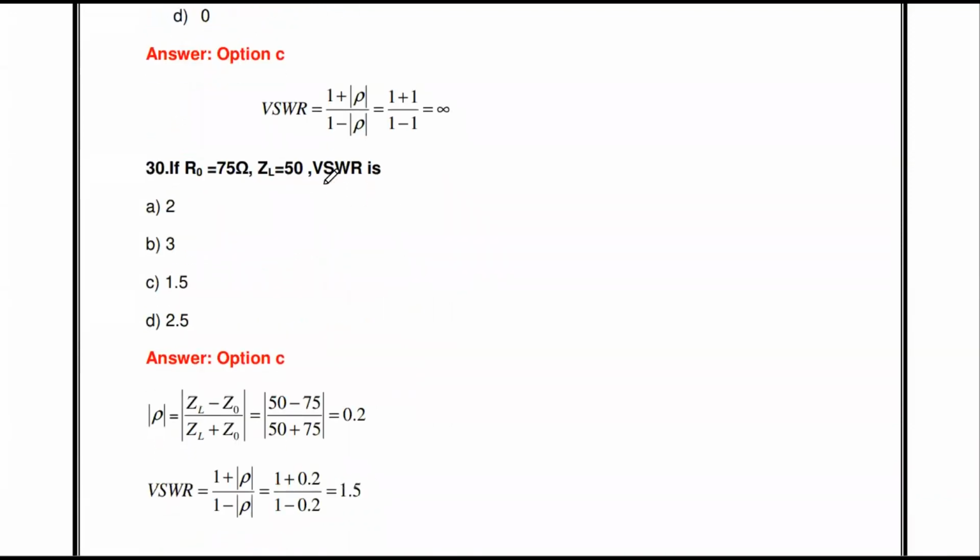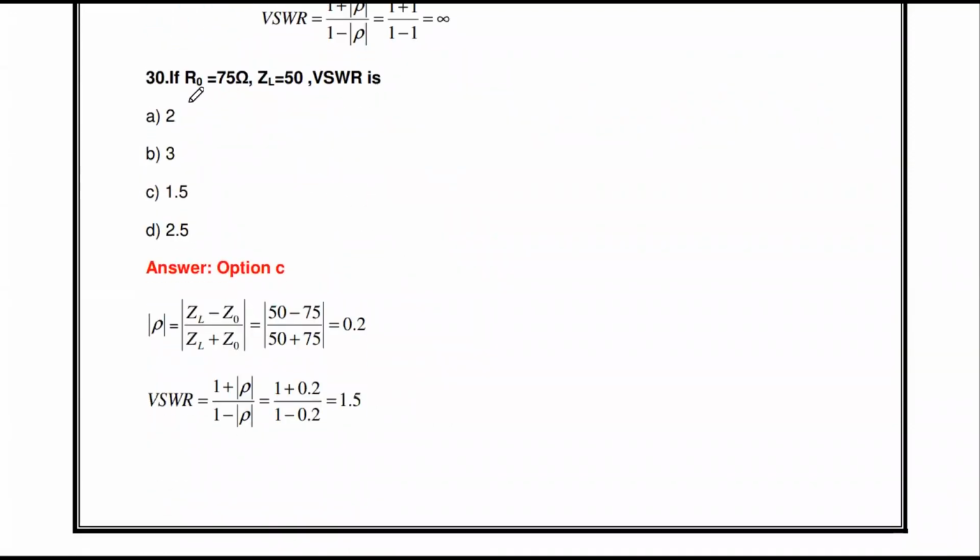Okay, then the next question, if the R0 value is 75 ohms and the load impedance is 50 ohms, find the VSWR. So already you know the formula for the VSWR. The VSWR is equal to 1 plus modulus rho by 1 minus modulus rho. In order to find the VSWR, first we have to calculate the reflection coefficient value. So what is the reflection coefficient formula? The reflection coefficient is equal to ZL minus Z naught by ZL plus Z naught.